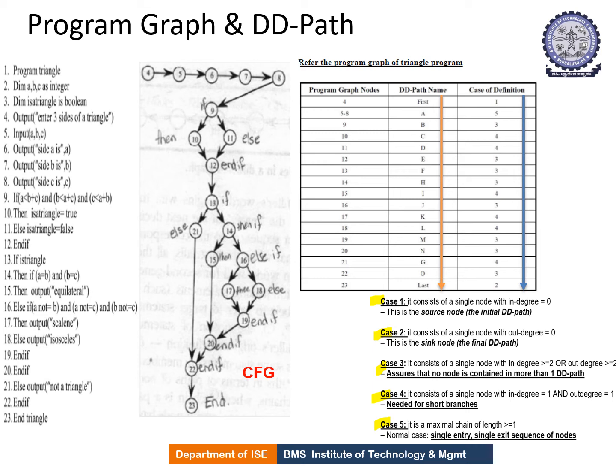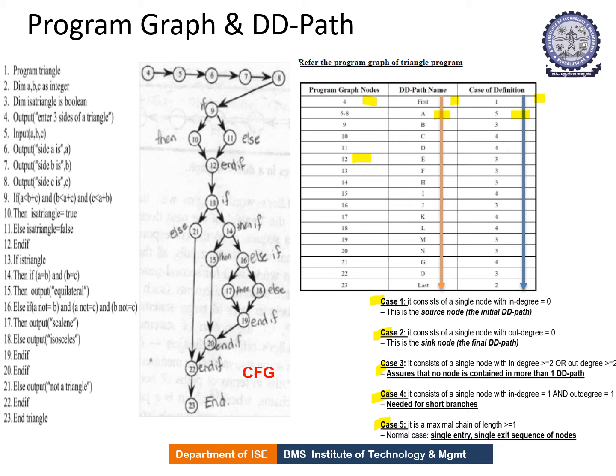In the program flow graph, node 4 is first. Here it is case number 1, because the in-degree is equal to 0. For nodes 5 to 8, we have given the DD path name A. It falls under case definition 5, because it is a maximal chain of length greater than or equal to 1, since it's a sequence of statements.